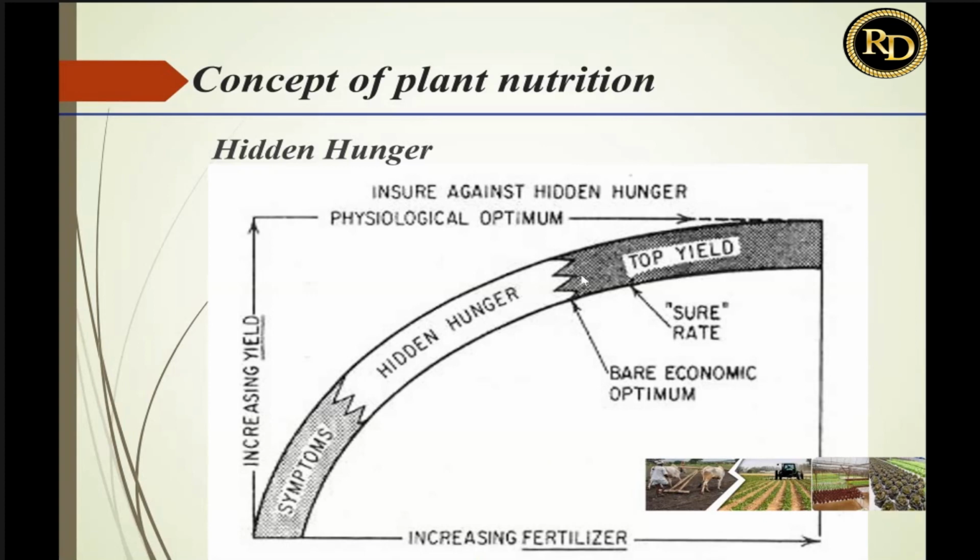Because the moment your plant slips into the hidden hunger zone, it means your productivity reduction started from this point. By the time symptoms appear, a lot of damage has already happened. Once the damage has happened, you cannot reverse it. So as a grower, you need to be efficient enough to ensure the optimal availability of all the resources required.